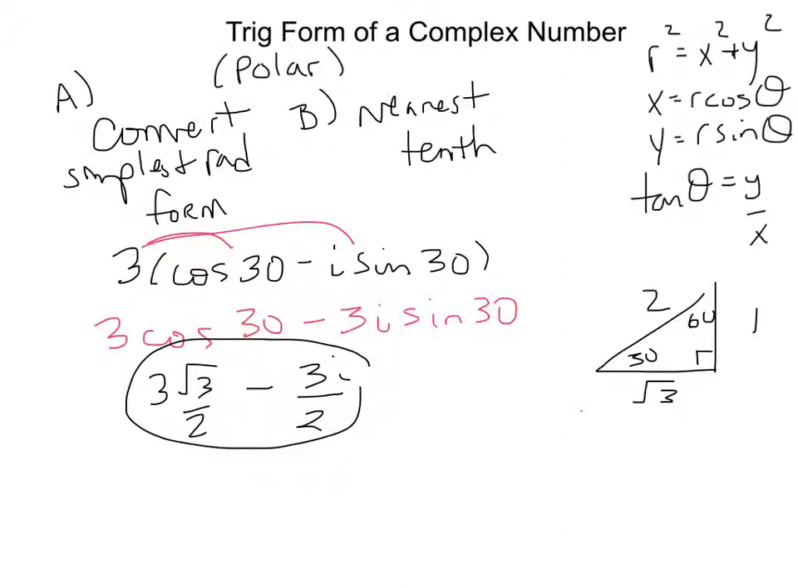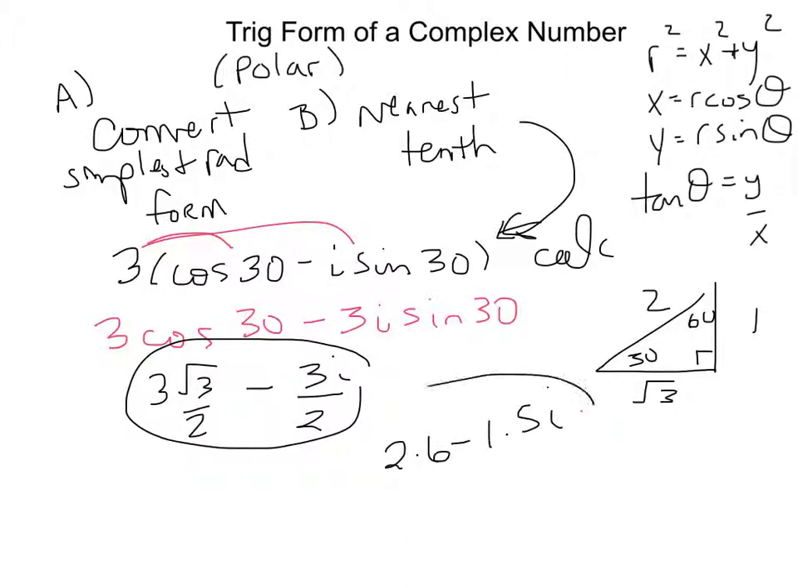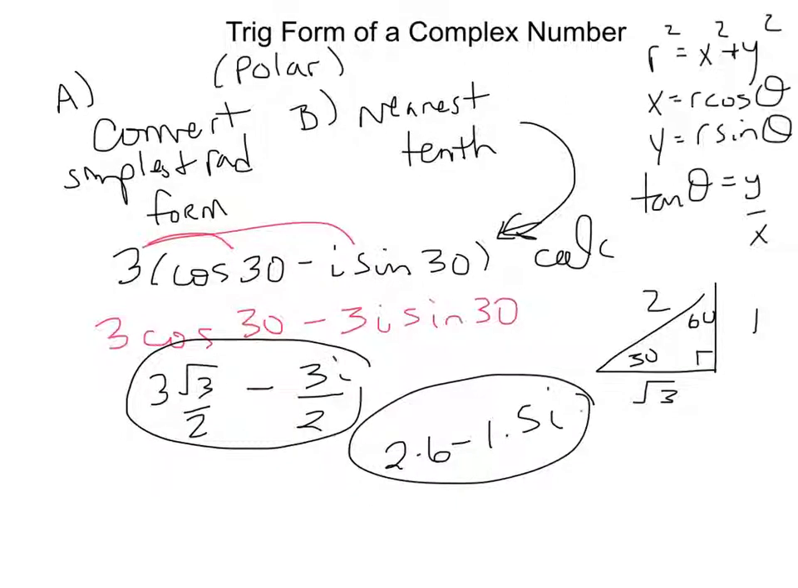Part B, if I was going to do this, I would just type this right into the calculator. You can do it in one shot if you wish. And you're going to round the decimals, and you're going to get 2.6 minus 1.5i. Or you can type in what your answer for the first part was. Either way, it all works.